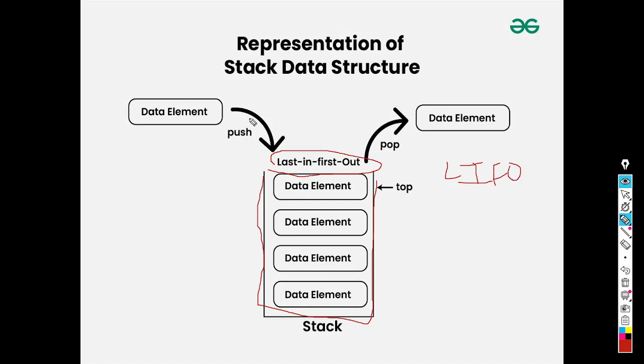So what is the push operation? We already discussed: push means inserting the element. This arrow belongs to inserting the data element into the stack. And this arrow is on this side because we are removing the element from the stack. This is pop. Inserting is adding an element into the stack, that is push. If there are 4 elements and we remove one element from the stack, that is the pop.